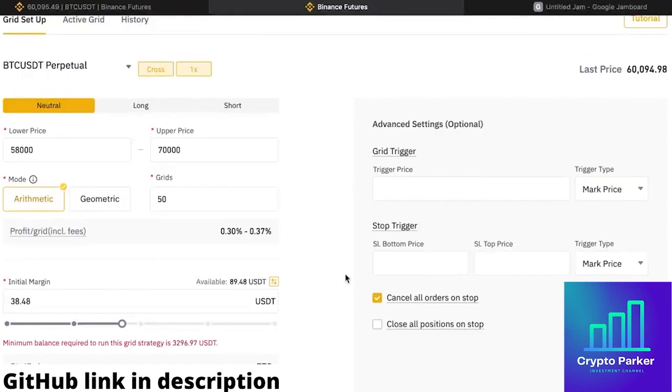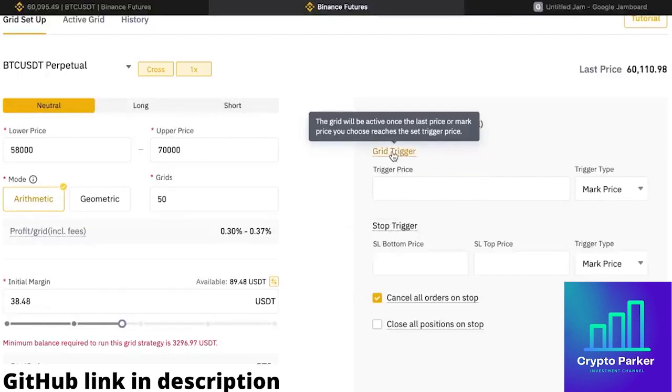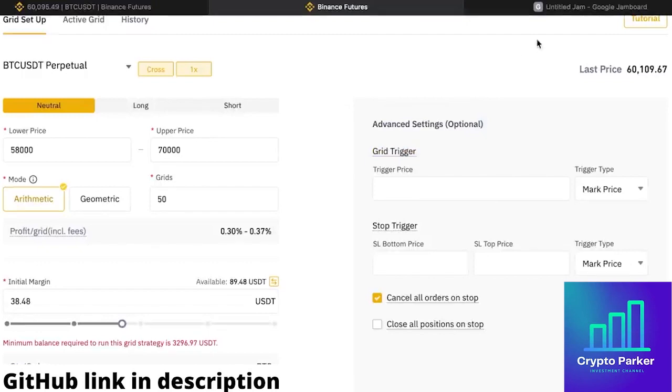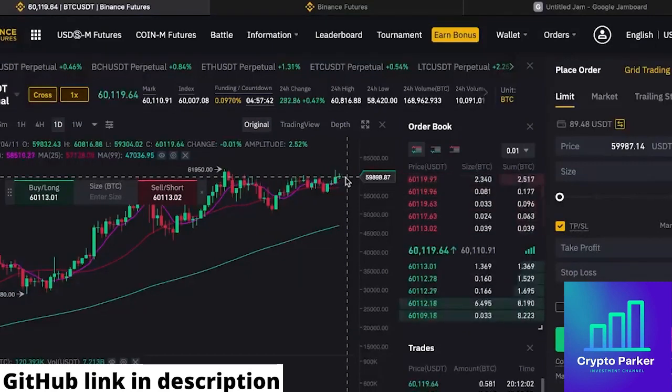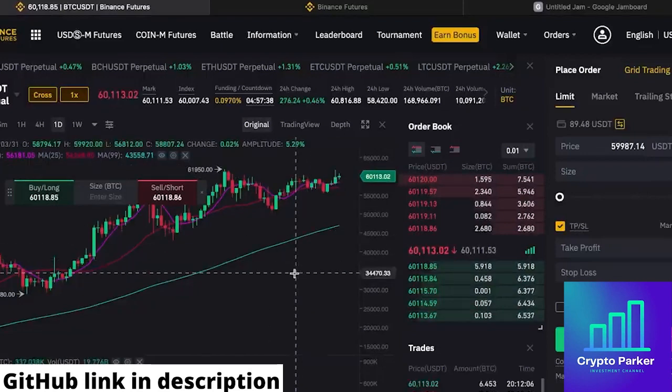Then we can come through to advanced settings, which you don't have to use, but you might want to. You can actually set a grid trigger. This means that you can set a range at a price above or below the actual current price. So coming back to the main chart right here, you can see that I put a grid in around 60, so below 60 and above 60. You can do that at a price below and way above.